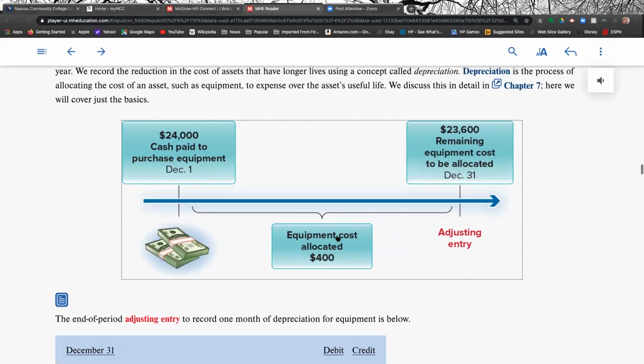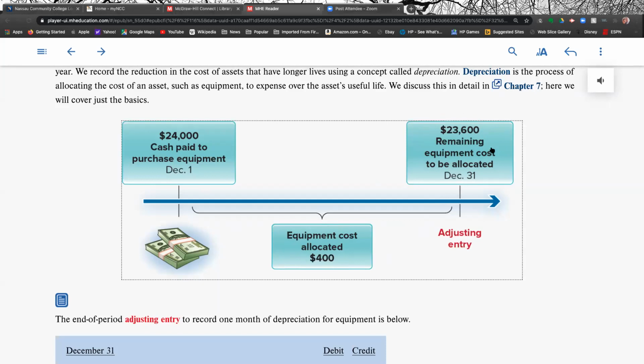Now, in terms of what amount gets shown on the balance sheet, we paid $24,000 for this thing. $400 of it has depreciated. How much is left? $23,600 is left. This is the number that shows up on the balance sheet on December 31st.